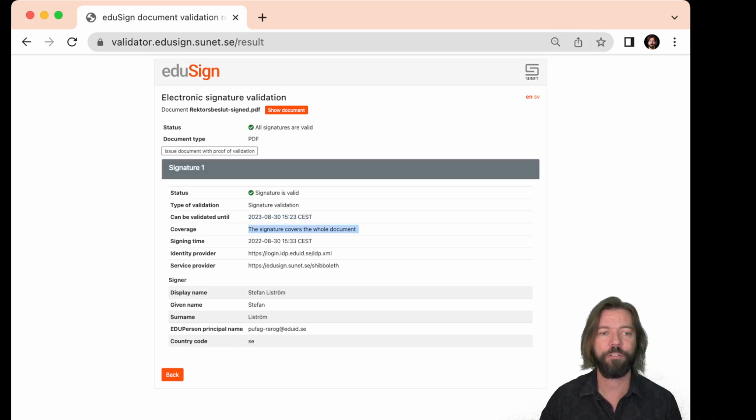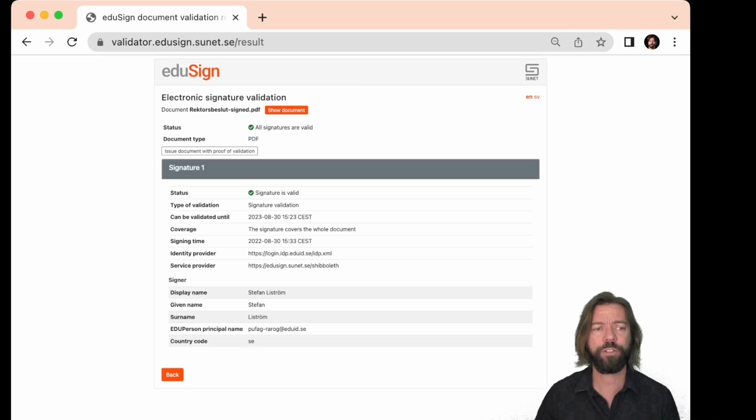So the signature covers the whole document, which basically means that the document hasn't been changed since it was signed, which is very important. And you can also see when it was signed, the identity provider used for the signature and the service used to sign the document. And in the end, you have a lot of information about the person or persons that signed the document. They will simply be added the more they are.